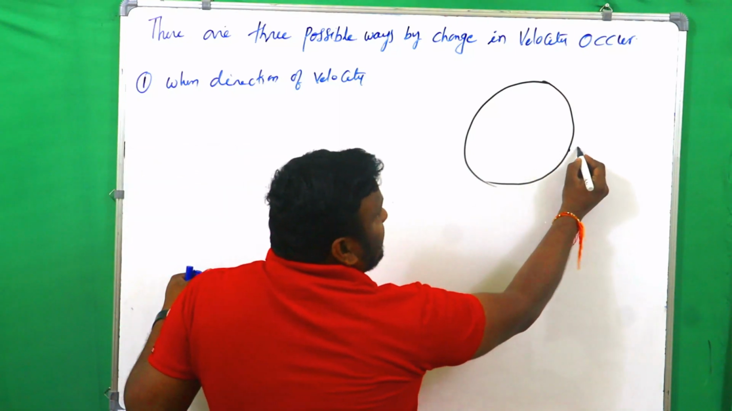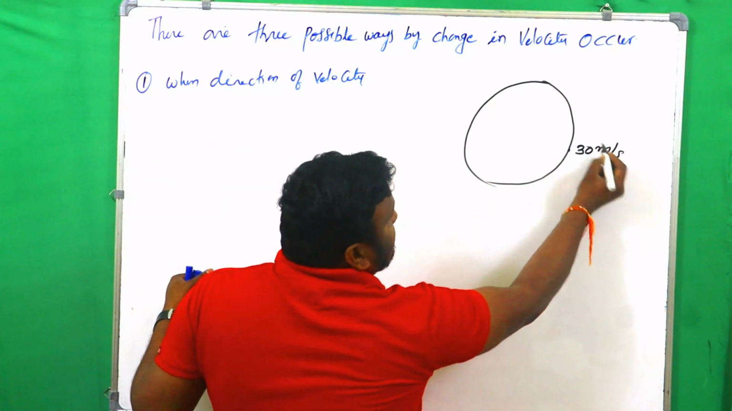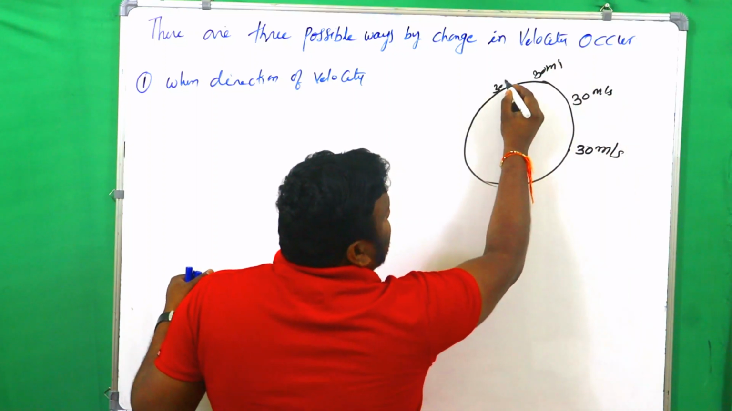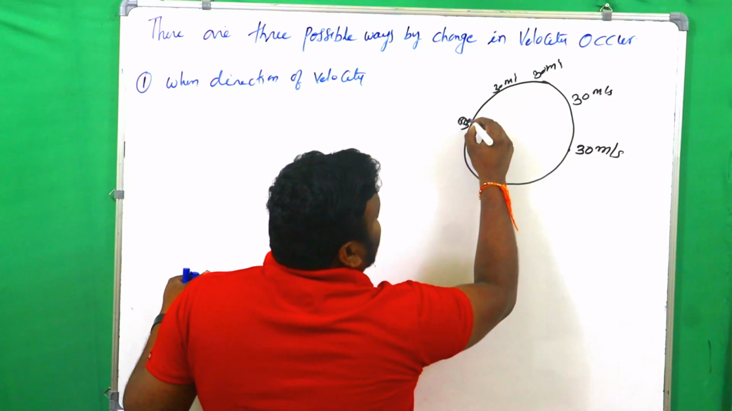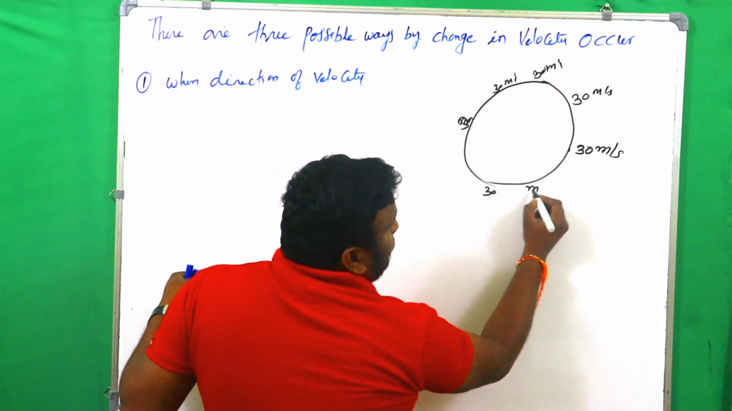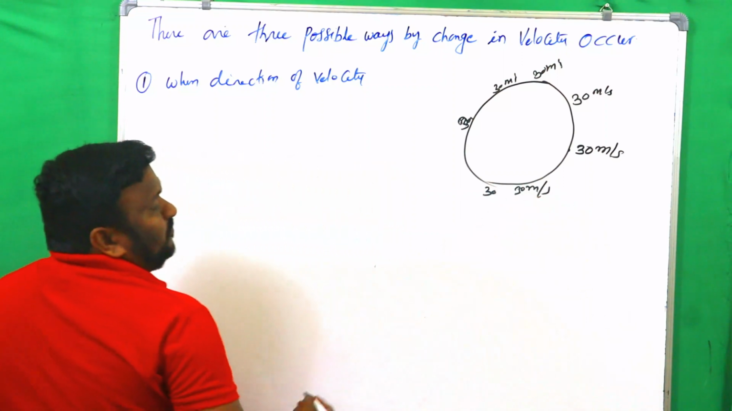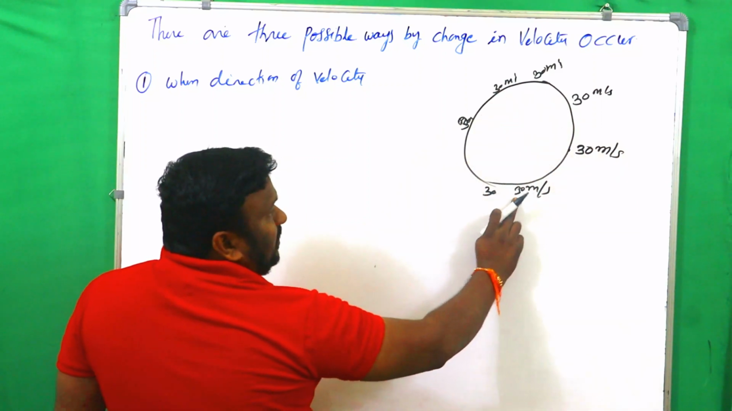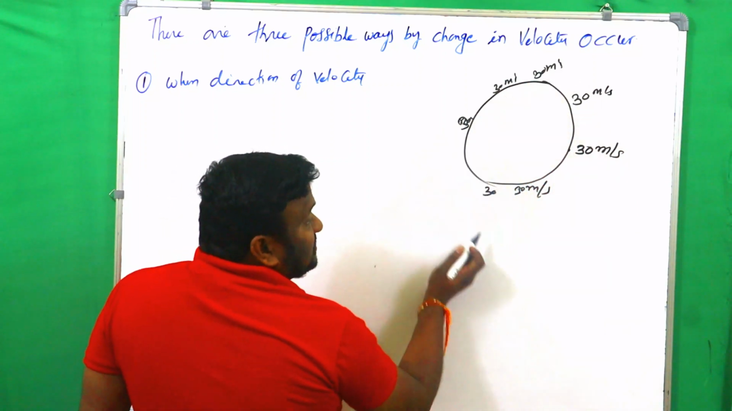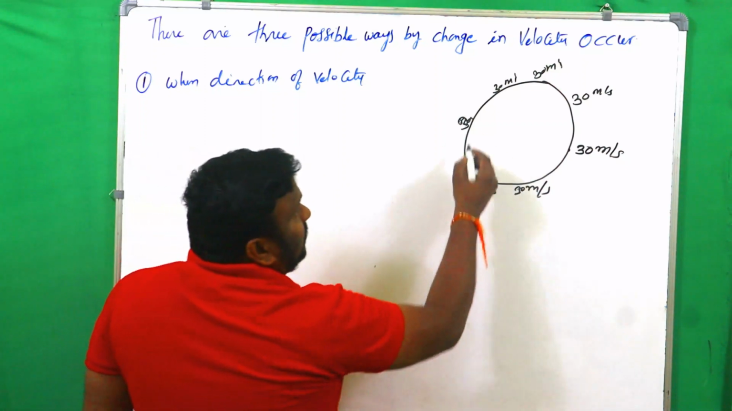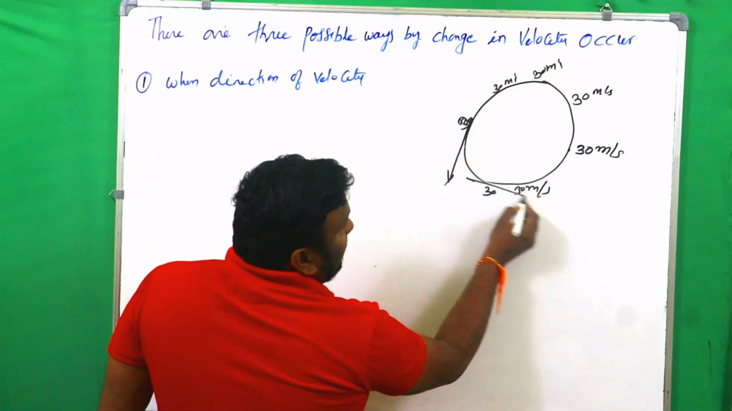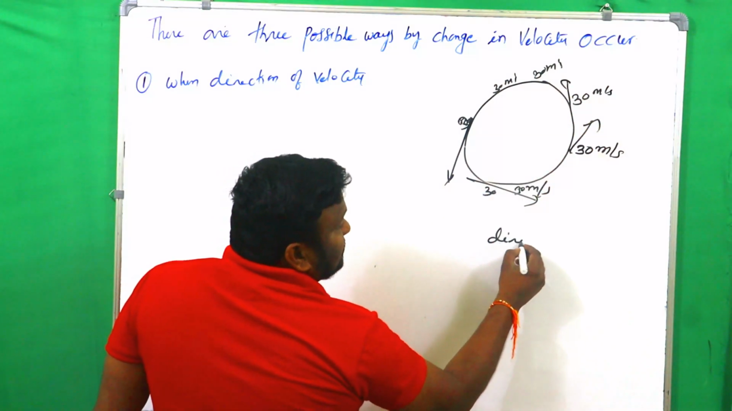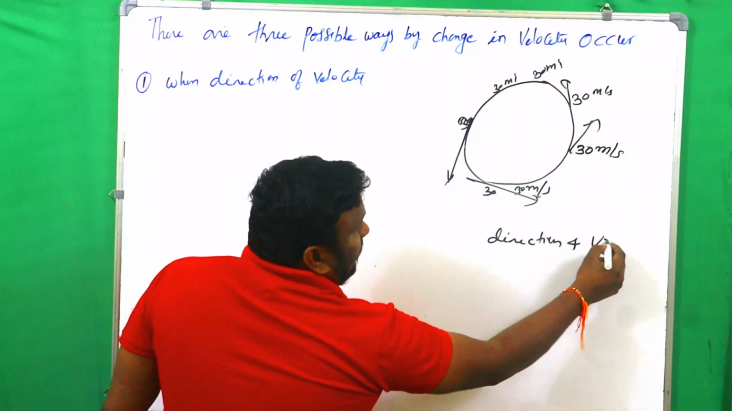So even though the magnitude of velocity is the same everywhere, for example 30 meters per second, 30 meters per second and 30 meters per second like that. Clear? At every point, when the particle is executing circular motion along the circular path, its magnitude is the same, but its velocity changes. How is it possible? If you draw a tangent line, that gives the direction of velocity. So when direction changes, then velocity also changes.